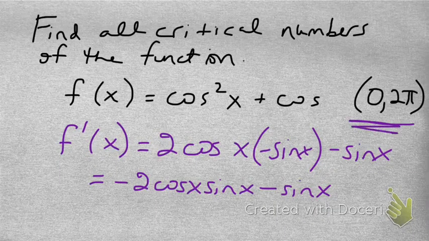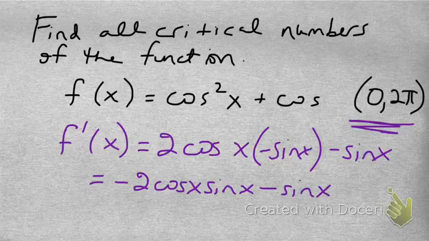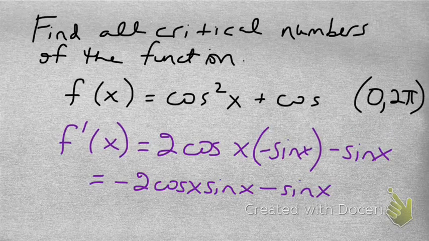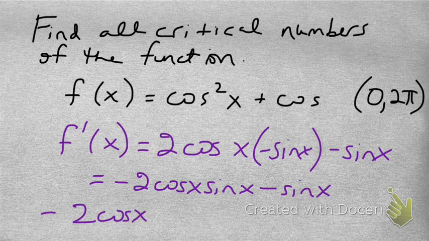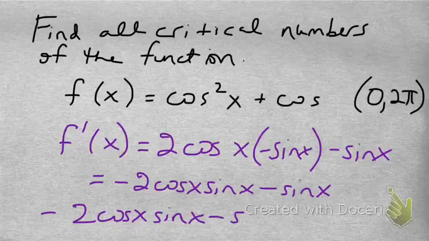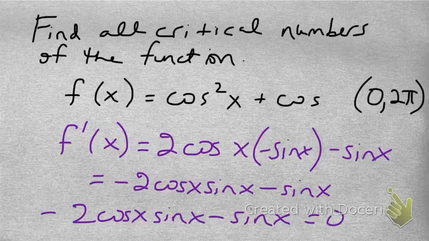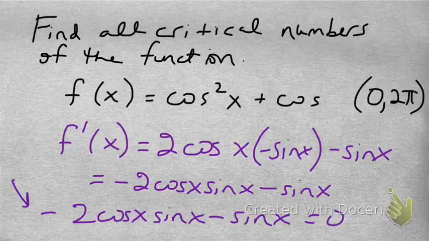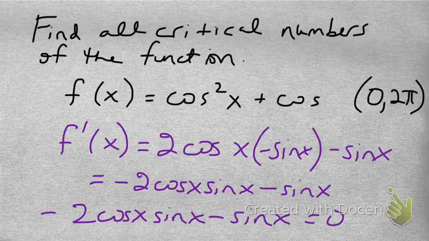Now we're only looking on the interval 0 to 2 pi, not including those endpoints, which cuts down on our work here. So we got negative 2 cosine x sine x minus sine x equal to 0. Let's take out a GCF. And you know, I don't really care for starting on the negative. We're going to factor out a negative sine x. That's going to be negative sine x.